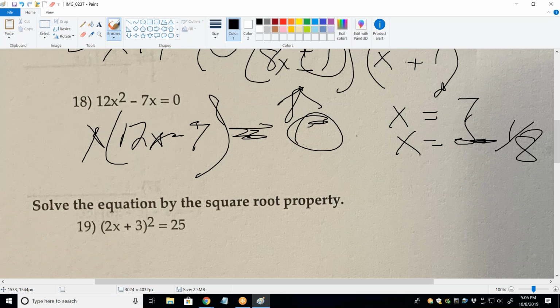What's the other solution? Remember, if I'm multiplying two things together and they're equal to 0, I'm going to set both of those things equal to 0. So what's my second solution besides 7/12?